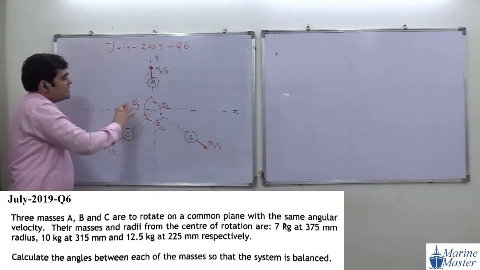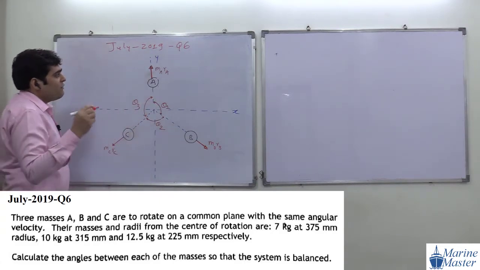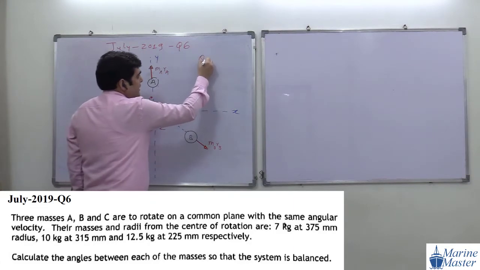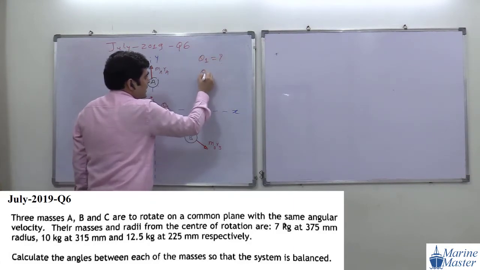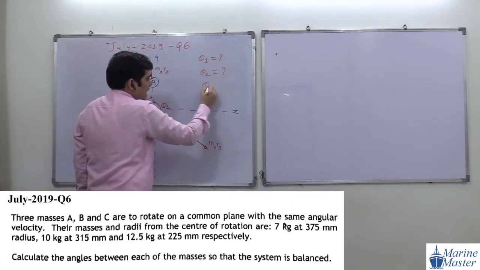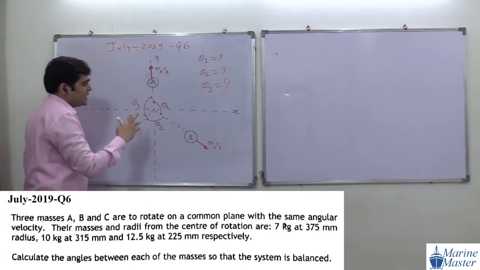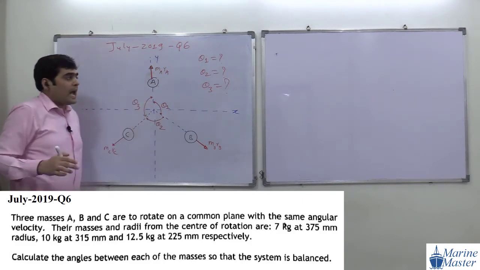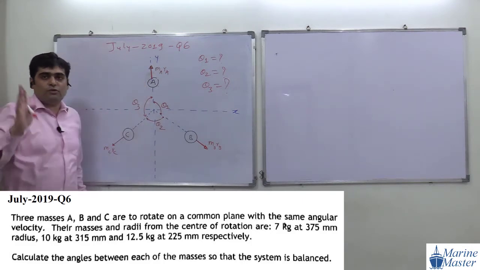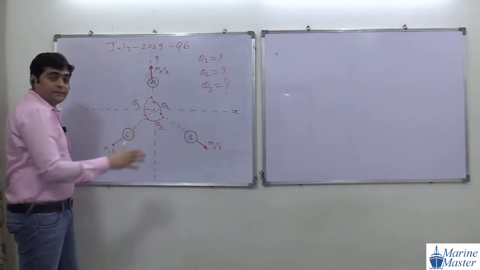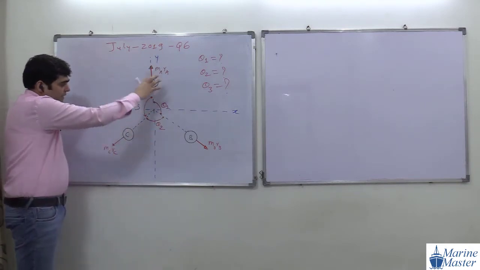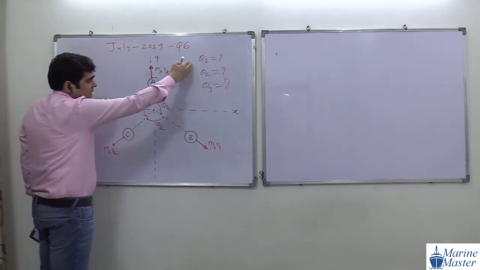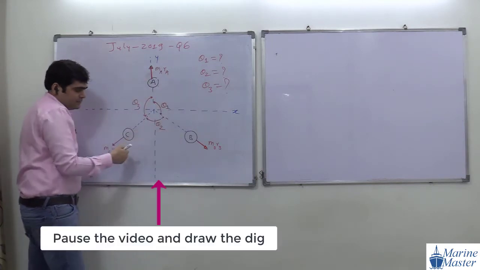So these are the three masses, and our target is to find theta 1, theta 2 and theta 3. Theta 1 means the angle between A and B. Theta 2 means the angle between B and C. And theta 3 means the angle between A and C. So this is our target. Please draw this diagram and write down this target: theta 1, theta 2 and theta 3.